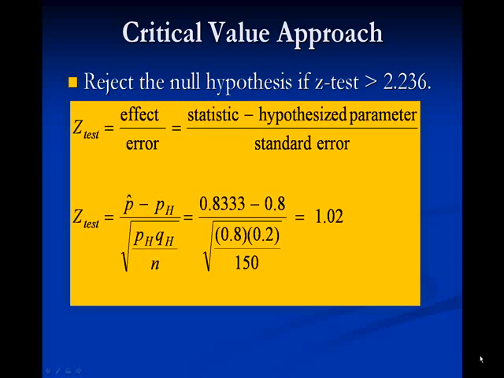So I'm going to emphasize that the standard error for hypothesis testing is based on the hypothesized proportion, in this case the 0.8 from the null hypothesis, not on the sample proportion. That'll be different when we get to confidence intervals, and we'll try and highlight that again then. But on the test statistic, we're using the hypothesized proportion 0.8. Well, anyway, you go ahead and do the calculations. You're going to get 1.02 for the z.